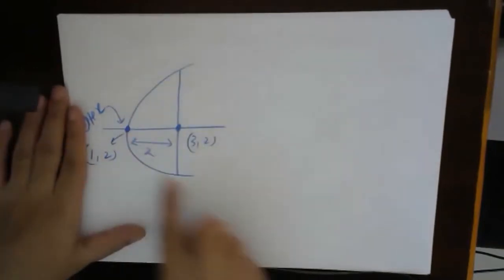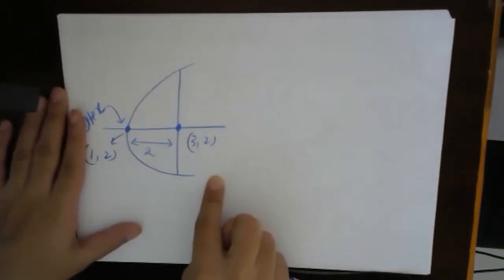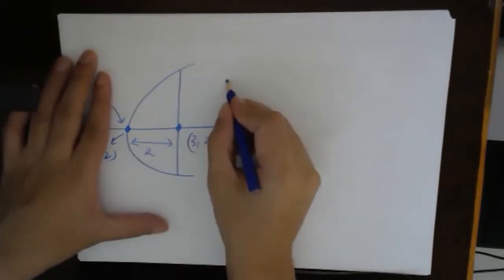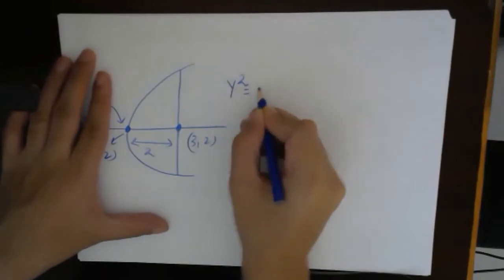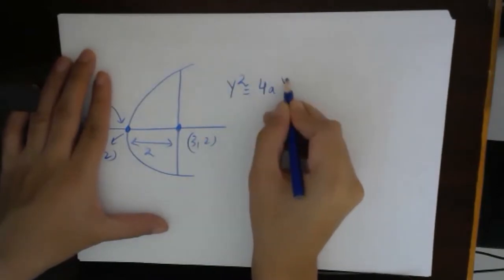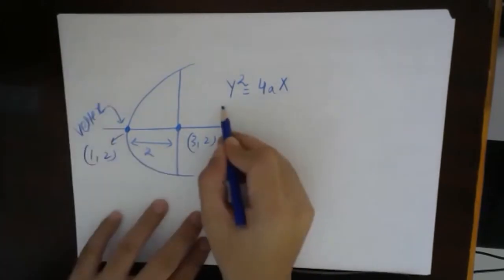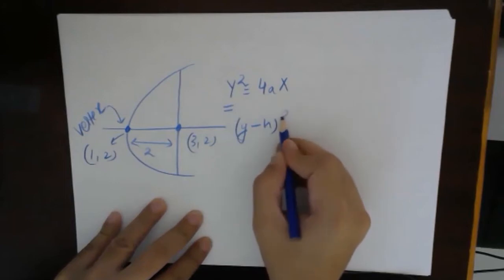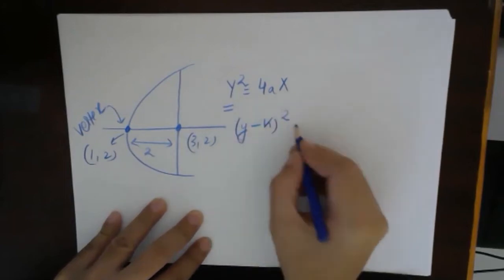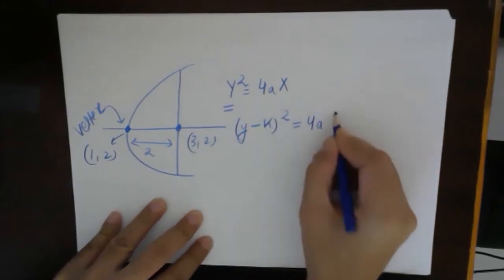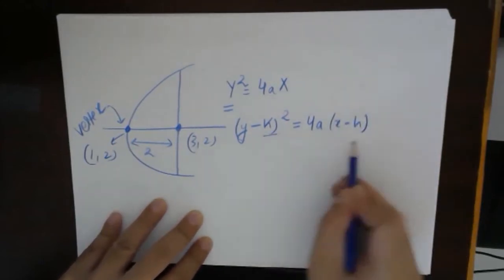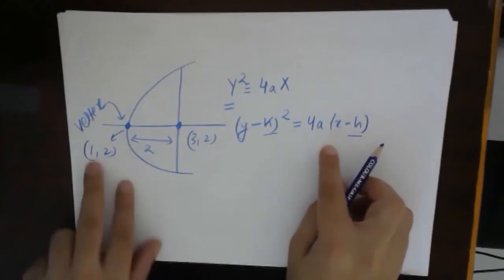This parabola will be of what form? This parabola is of the form Y squared equals 4aX, where capital Y is small y minus k and capital X is small x minus h. That is, (y minus k) whole squared equals 4a into (x minus h). What are k and h? k and h are the vertex.